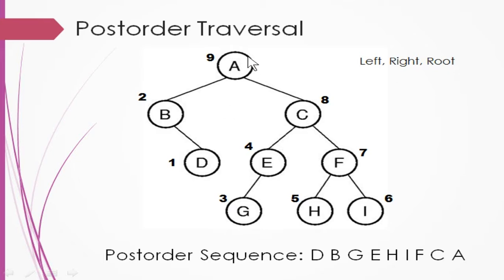So you have to start from root, you are going to left. Okay, you got B, and beyond that you don't have left. Since you don't have left, you have to visit the right. You should not go directly to the root, you have to visit the right. Okay, so D will be marked as first in the sequence. After right you are going to the root. Okay, so that's why you have got B as the second in the sequence.